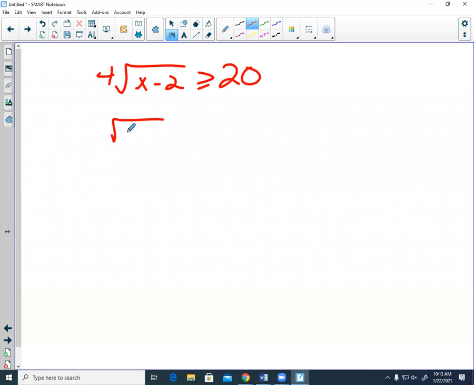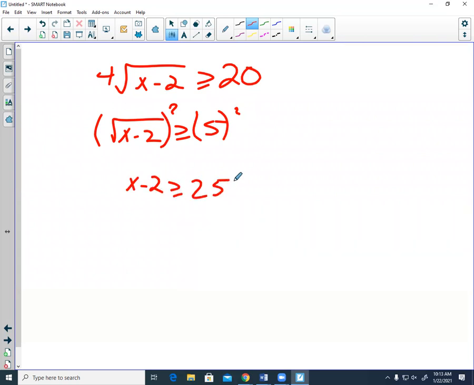So I'm going to take the square root of x minus 2 is greater than or equal to 5, because I've divided both sides by 4. So now I'm going to square both sides. So I'm going to end up with x minus 2 is greater than or equal to 25. So now when I solve this, I end up with x is greater than or equal to 27. Right? So I end up with x is greater than or equal to 27.